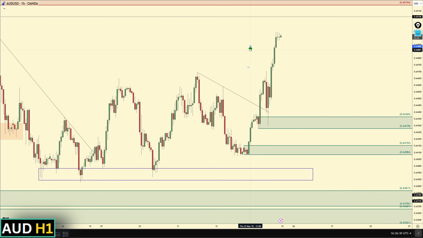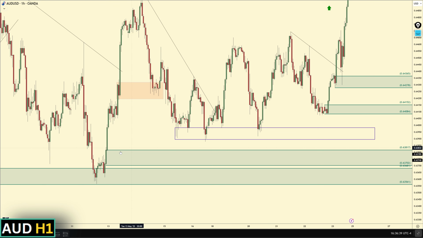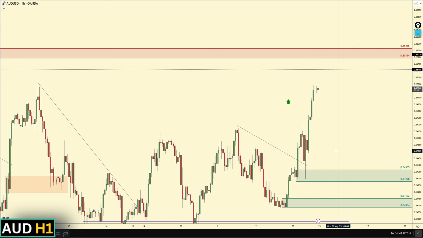So we have a 1 hour trend to the upside. We could be looking for longs on a 5-minute chart. That's really all I'm seeing, unless we get a pullback down to this demand. But even if we do, I kind of like the demand zone that's even below all this liquidity here. A little bit tricky right now in the Aussie.